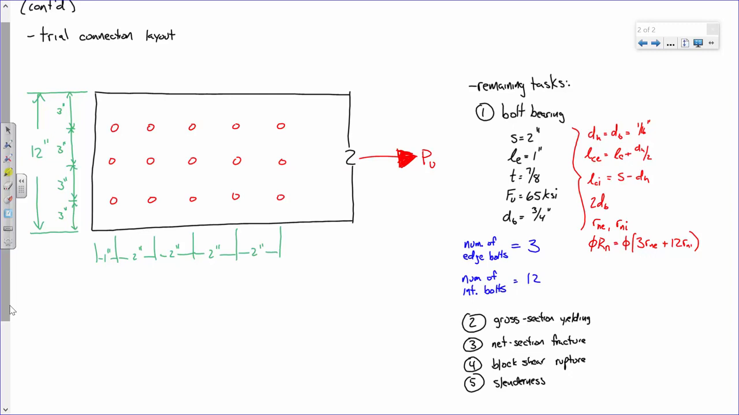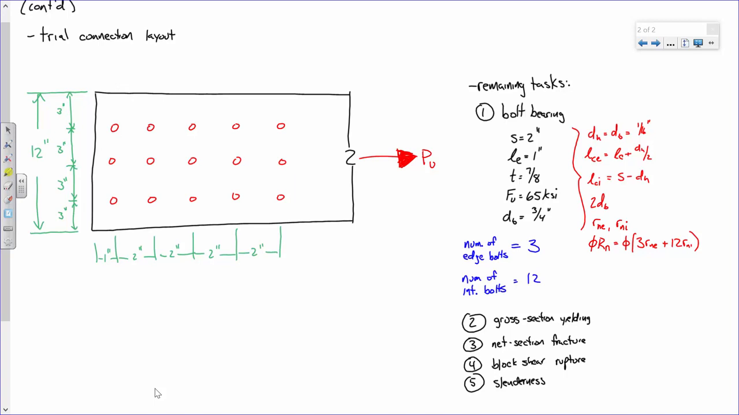So, does that make sense? Everybody okay with that? All right. Okay. Yes.